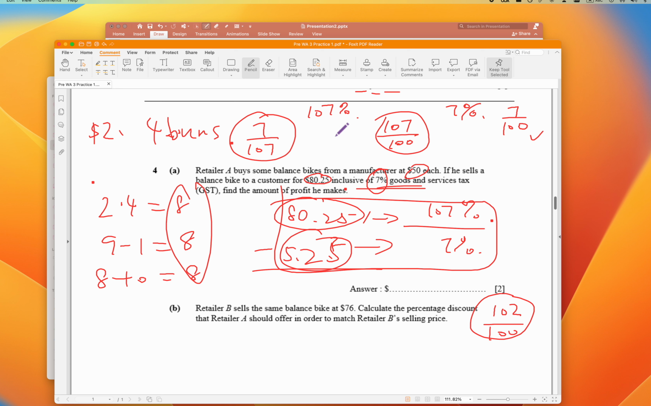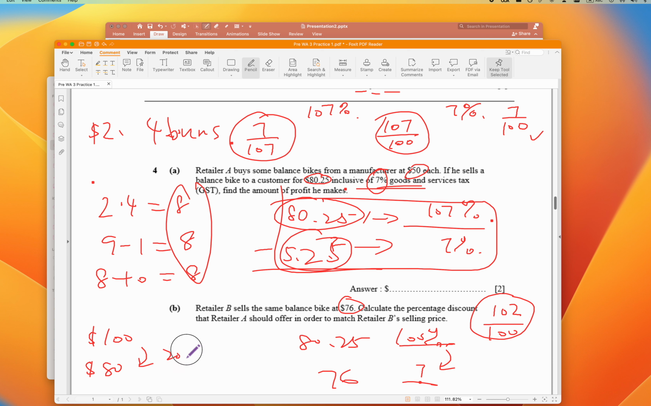Okay, then over here it says if the bike at 76, so now it's 80.25, right? So what is 76? So this is 100%, no? Then they ask 76 is how many percent? Then you use this minus this percentage. That is the discount you need to give. You understand? So let's say I give you a simple example. Let's say the shoe is $100. Now the shoe sells at $80. So what's the percentage discount? 20% discount. How do you get the 20% discount? 80 minus this, right?